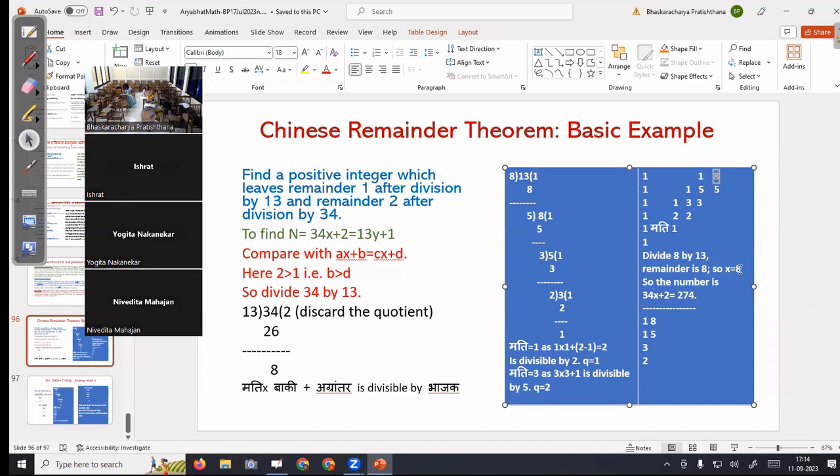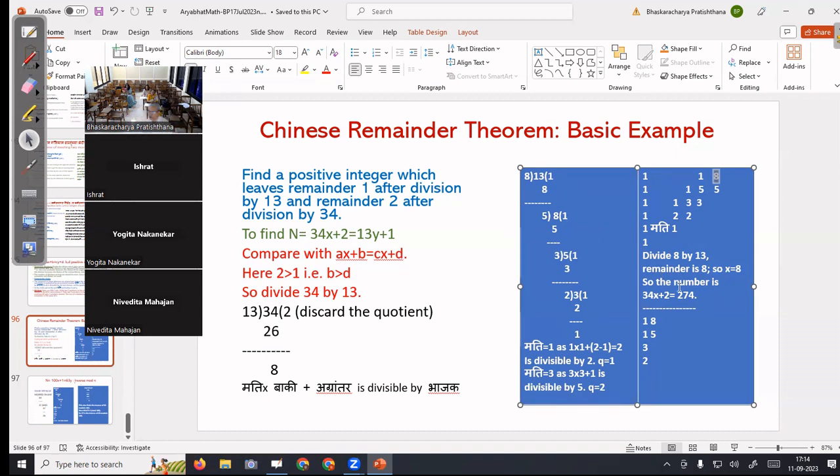Now, if I had to stop at this stage itself, I do only 2 calculations, this and this, right? That is an even number, only 2 calculations. Then you could have used the same method. You have to find mati. Mati into remainder, in this case mati is 3. That is the calculation for this. If you stop at 2 calculations, 2 divisions, then mati is 3.